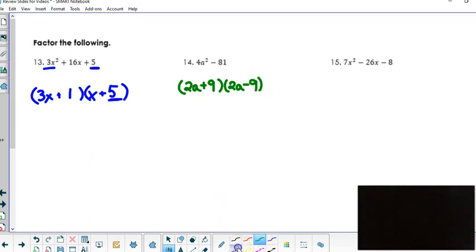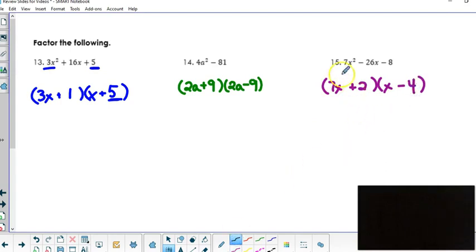And our last set right over here, 7x squared minus 26x minus 8, is going to have two binomials. In order to multiply together to get 7x squared, we have to have 7x times an x, and our last factors have to multiply to be negative 8. So there's only a couple of different ways that could work. We could be looking at a 1 and an 8, or a 2 and a 4. Try some different things, see what works. In the end, what works is a 7x plus 2 and an x minus 4.